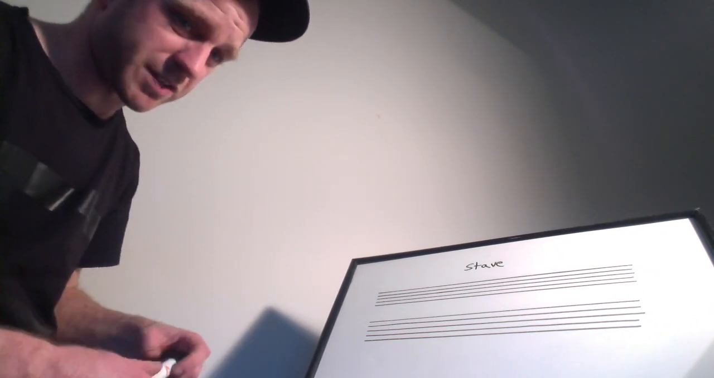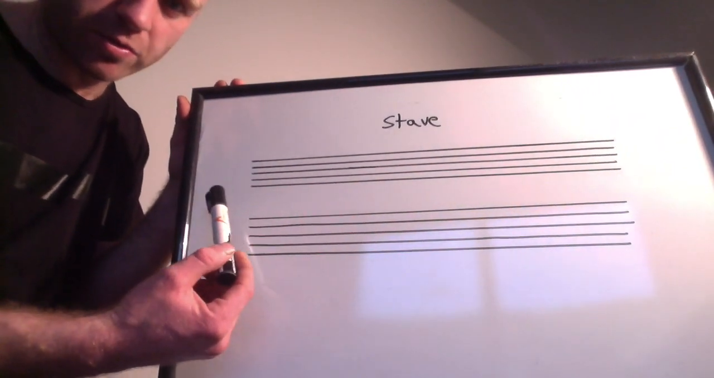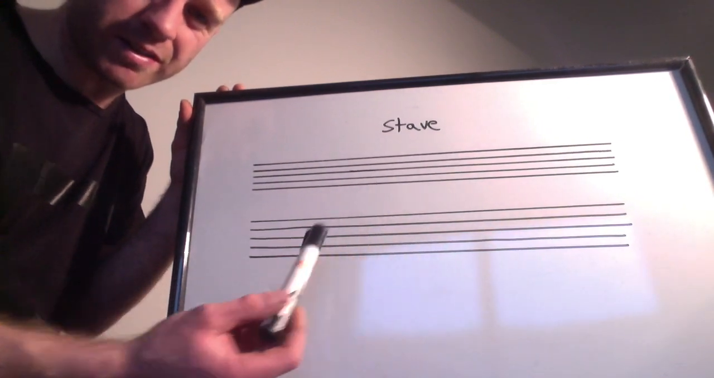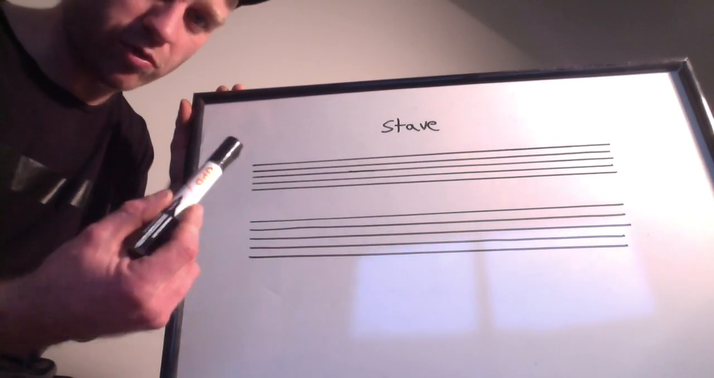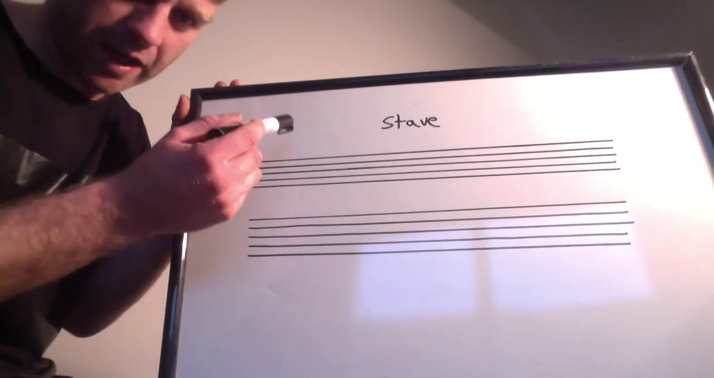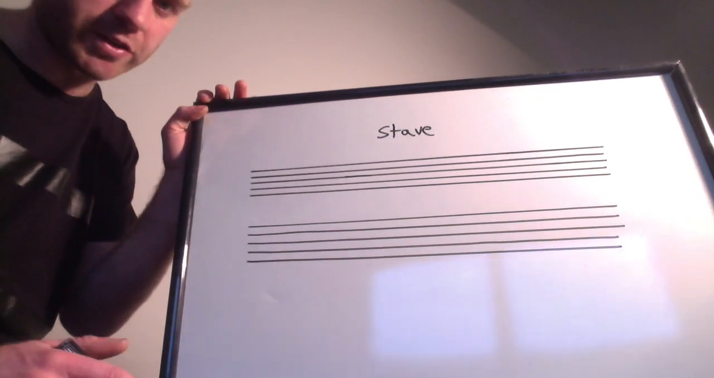So just before we get started, the other thing we're going to look at is this. This is called a stave. A set of 5 lines is basically the format that we write music onto. Each one of these lines and gaps indicates a different pitch, which we'll look at further down the track.